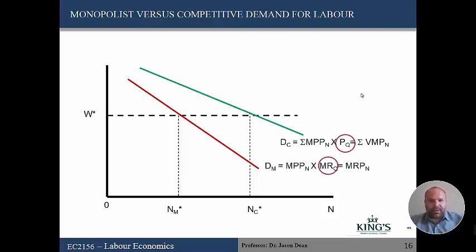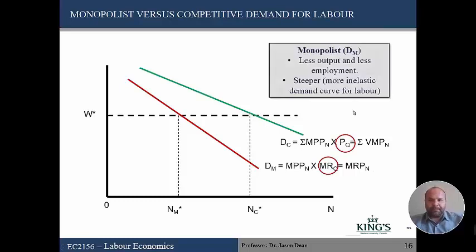Okay, so that's the difference between a labor demand curve in a competitive industry and a labor demand curve in a market structure where the firm is in a monopoly. So the monopolist will produce less output and hire less workers, and it's steeper and more inelastic.